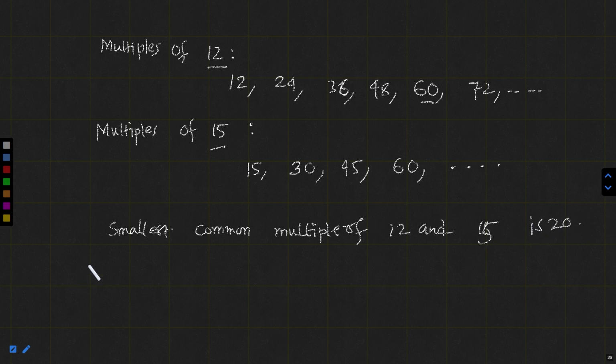Okay, so therefore the LCM is 60. So the LCM of 12 comma 15 is equal to 60. This is our basic definition of LCM, least common multiple.